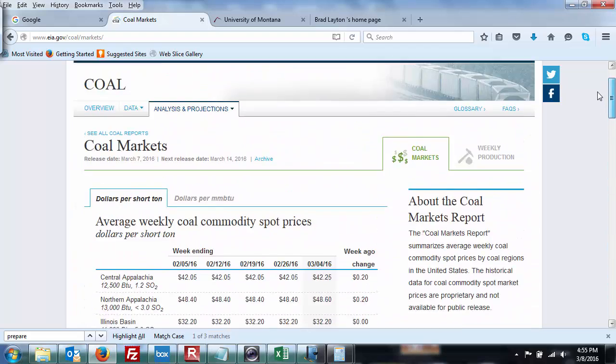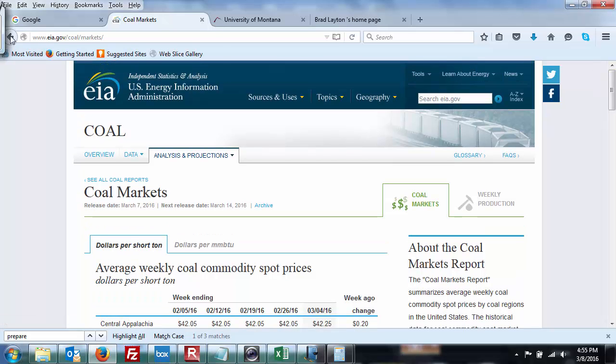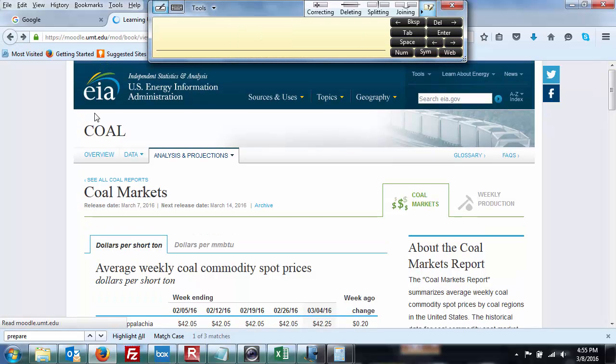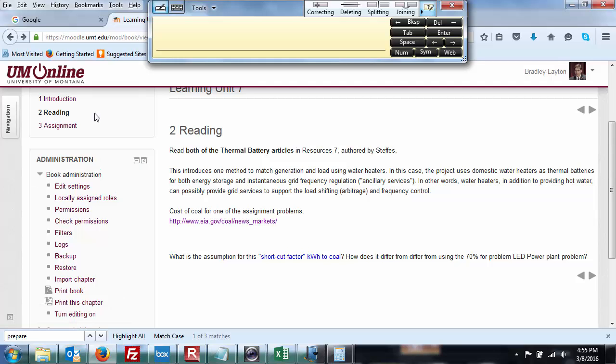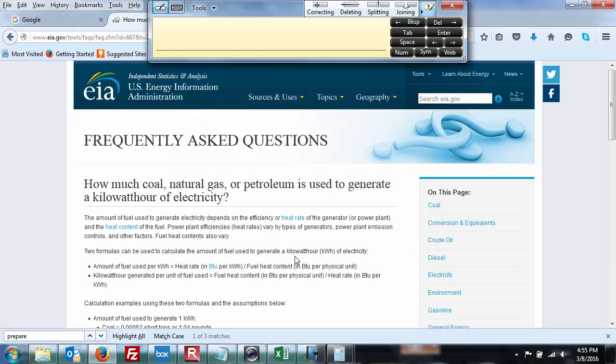Okay, I'm still not sure how this is related to, let's just go back into the website. Okay, cost of coal, water heaters can support the load shift. So coal cannot be turned on and off. What I thought they were going to talk about was to just dump extra heat into hot water tanks. Okay, let's see what we got here.